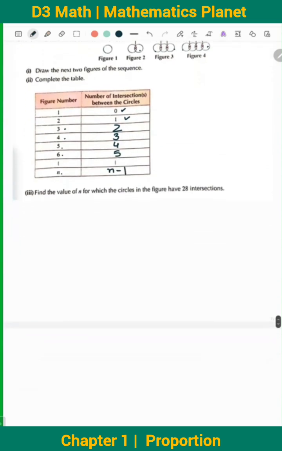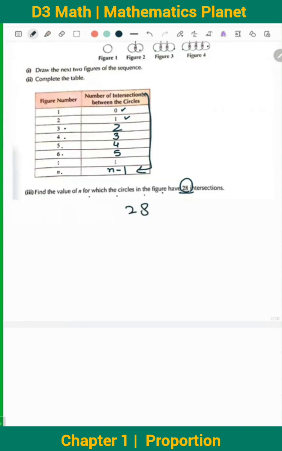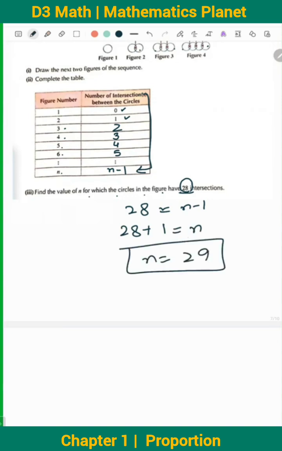Right? Okay. Find the value of n for which the circles will have 28 intersections. So if there are 28 intersections, 28 should be equal to n minus 1. 28 plus 1 is equal to n. So n is equal to 29. Very good.